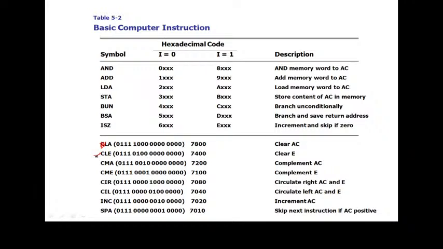CMA. What is CMA? CMA stands for complementing accumulator. What is complementing? Tell me, Lokesh, answer this. What do you mean by complementing accumulator? Complementing is nothing but the ones will be turned to 0, zeros will be turned to ones. Yes or no? You know one's complement and two's complement?